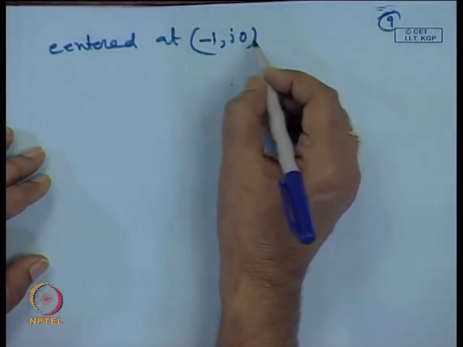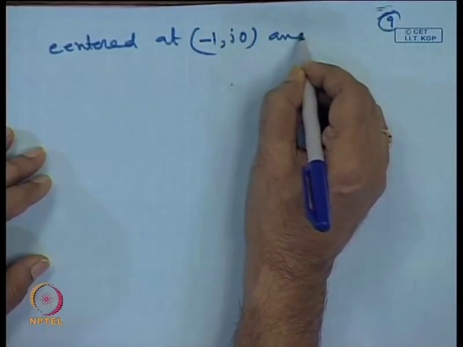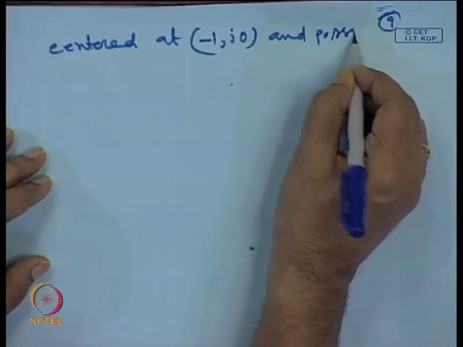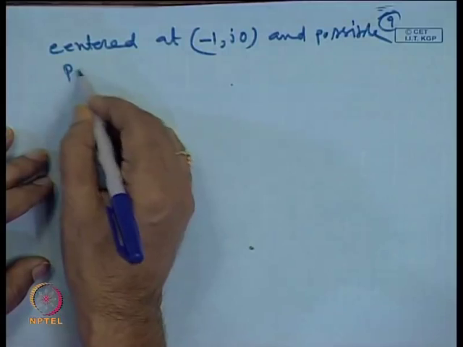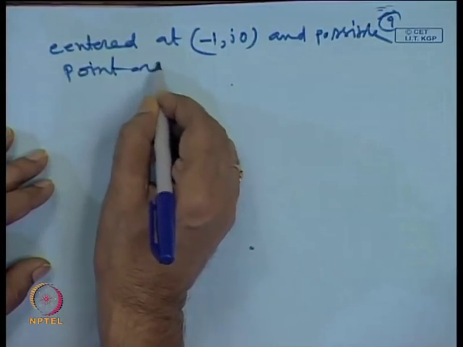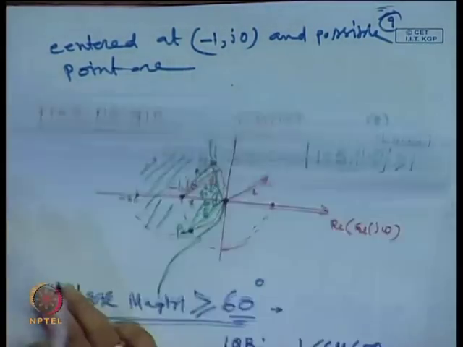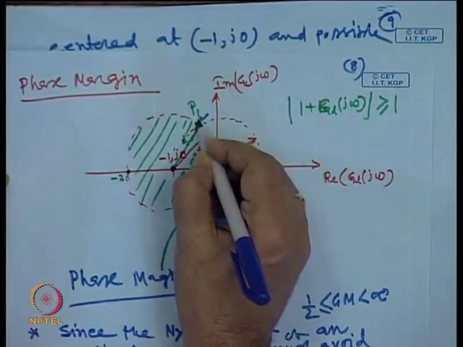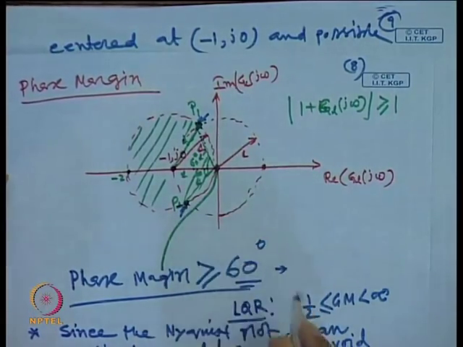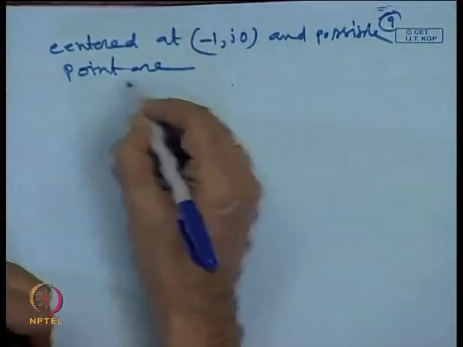So, our possible points are, as we have shown, P1 and P2. These are the two possible points.